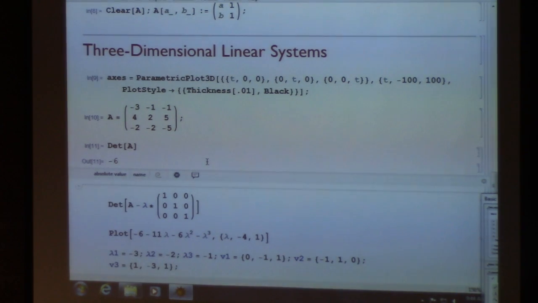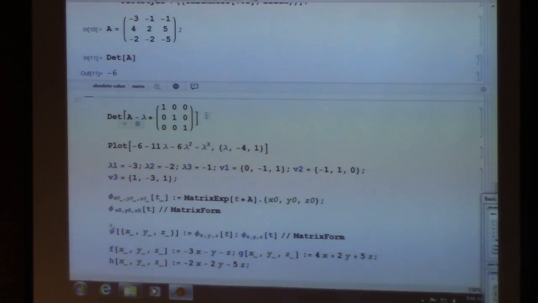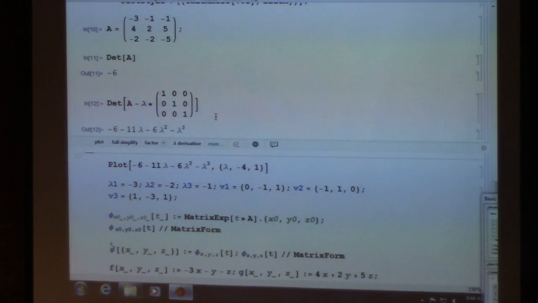The phase space is going to be three-dimensional: X, Y, Z. What's the characteristic polynomial? It turns out to be a cubic.